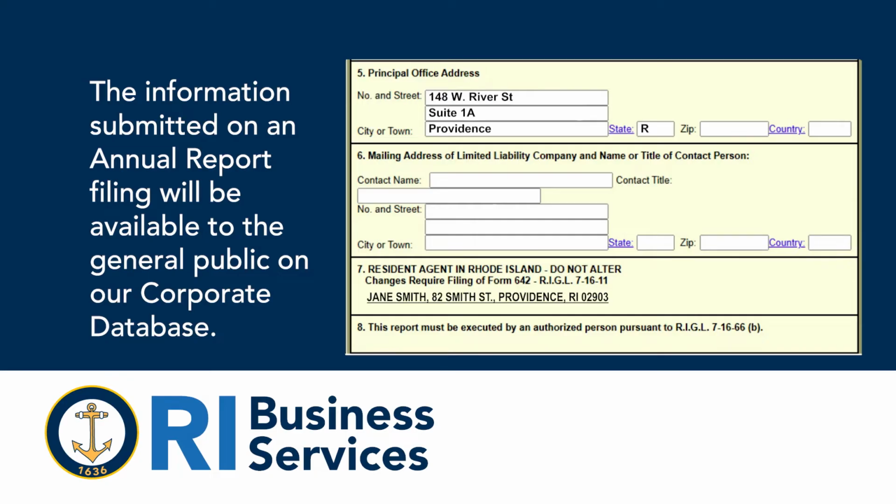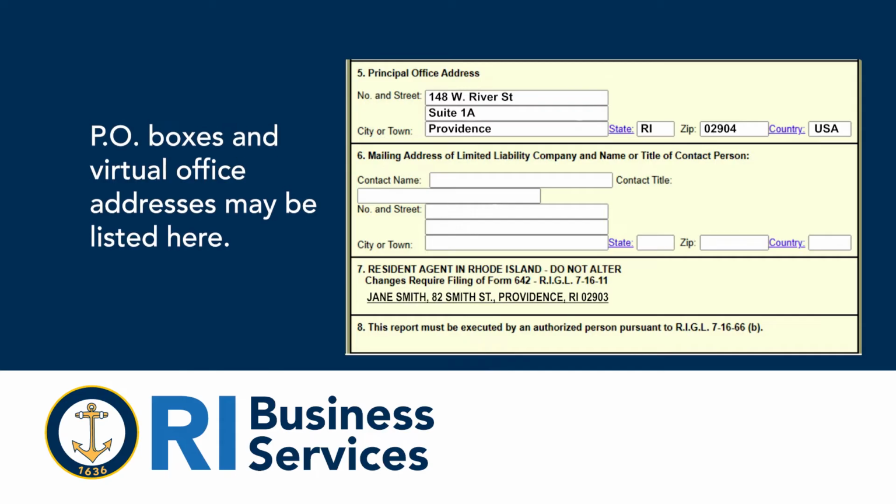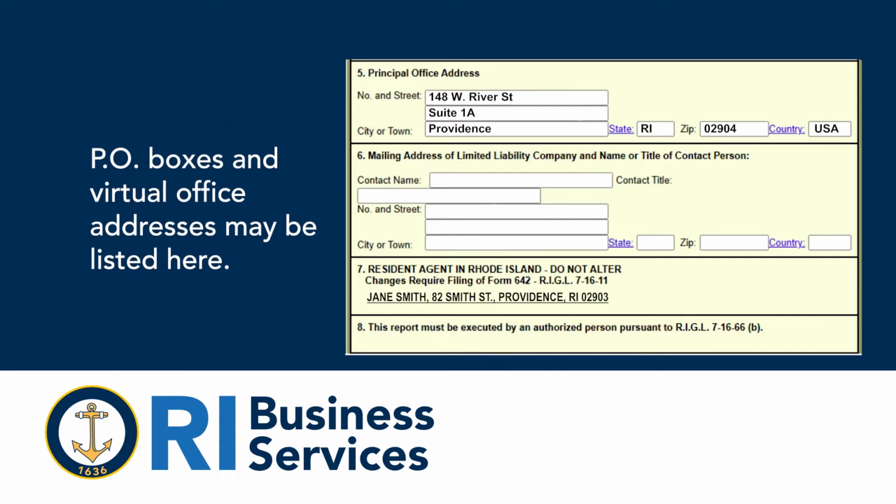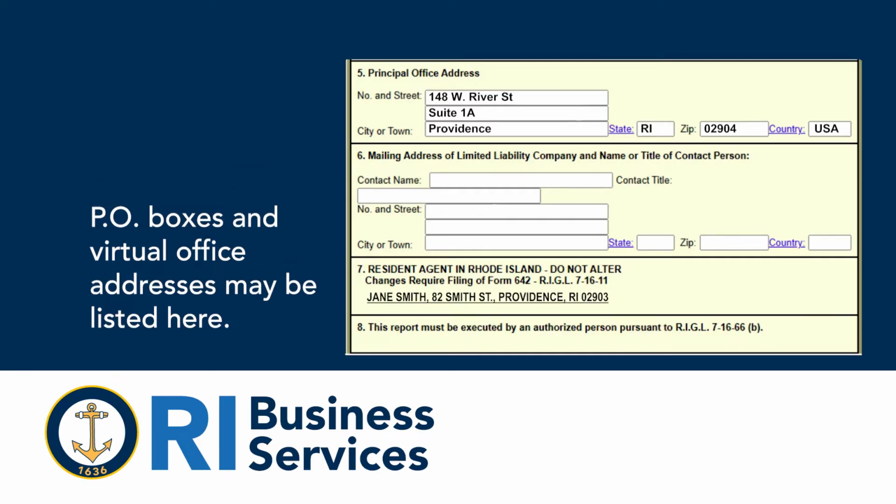In Section 5, enter the street address where your business is located. If you work from home, you can put your home address. Just keep in mind that whatever address you provide will be available to the general public on our corporate database. If you are uncomfortable using your home address and your business does not have another physical address, you can use a P.O. box or a virtual office address here.